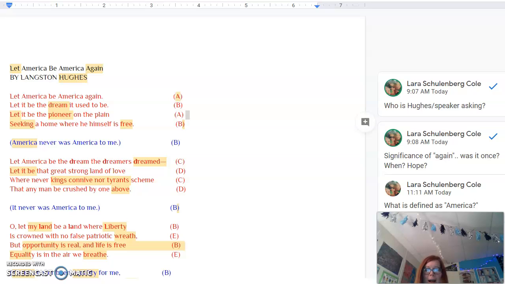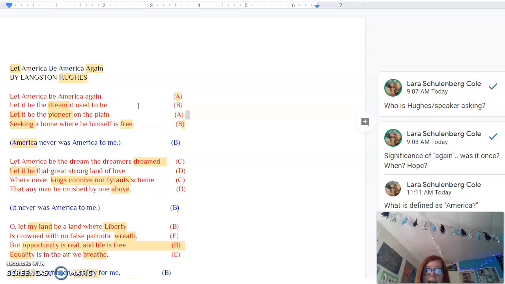Hi there. I am going to show you today how to annotate a poem for IB English. I have done this like a million times, and so I'm going to try to get through this without messing up too much and hopefully without any profanity. So let's get started. We are going to be annotating the text, Let America Be America Again by Langston Hughes.